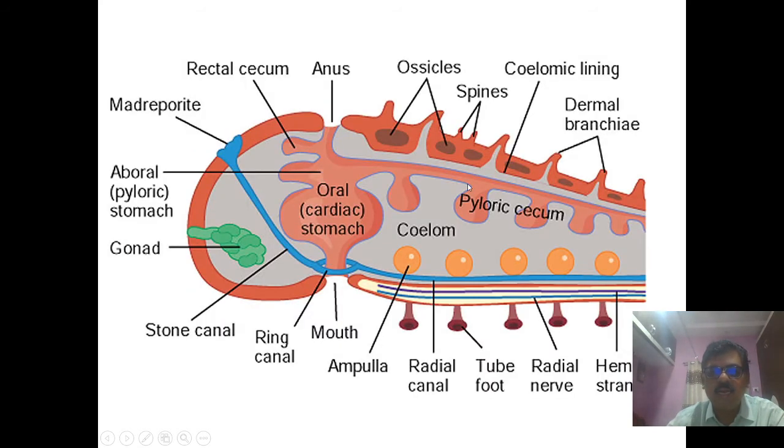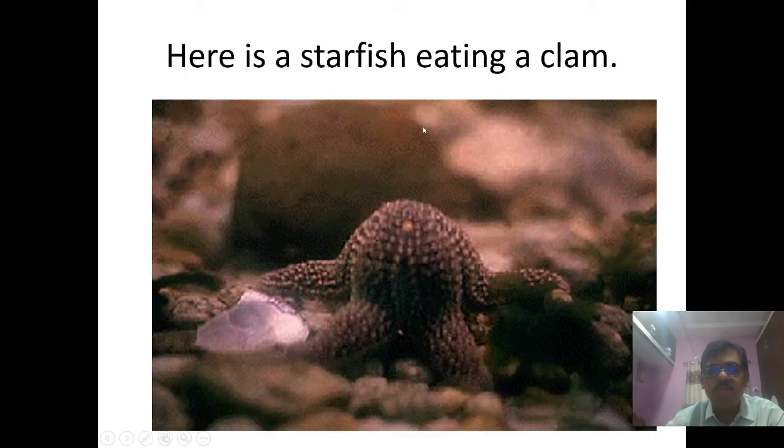Then this is a diagram showing the entire digestive system starting from the mouth. Then this part is the esophagus, then the cardiac stomach, then the pyloric stomach. And this pyloric stomach runs radially and forms the pyloric ceca. And then next to that is the intestine. This is the intestinal ceca or the rectal ceca. And then the last one is the rectum, where the ossicles are absent and there is an opening, that part we call the anus. So this is the complete digestive system in the sea star. This is the sea star which is feeding on the oysters.